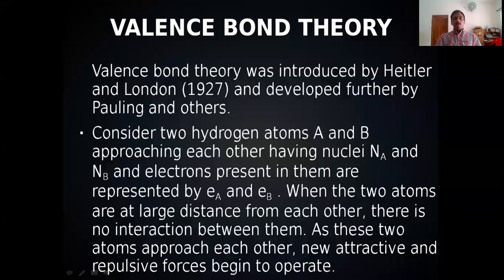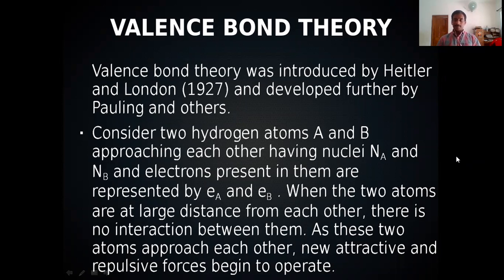Today we will discuss the valence bond theory. Valence bond theory was proposed by Heitler and London, and then it was modified by Pauling. Valence bond theory explains the formation of a bond in a molecule.